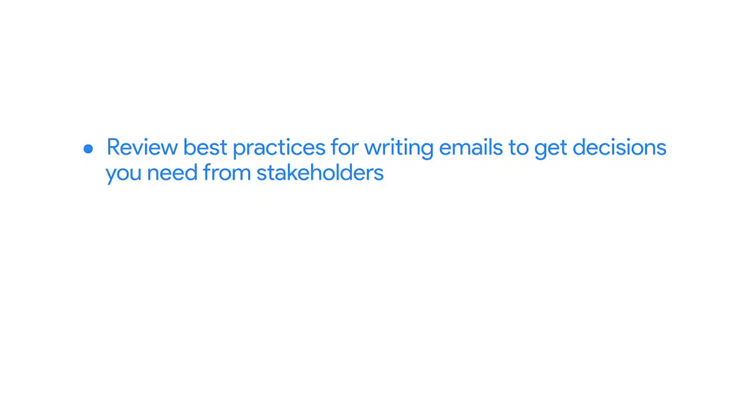In the last video, we did a quick review of objectives and key results. We also discussed how connecting a project problem to an organization's OKRs can help convince a stakeholder to take that problem seriously. In this video, we'll review a few best practices for writing emails to get decisions you need from stakeholders. Then, in the upcoming activity, you'll use these best practices to compose an email to Sauce and Spoon stakeholders, outlining a project problem and requesting assistance.